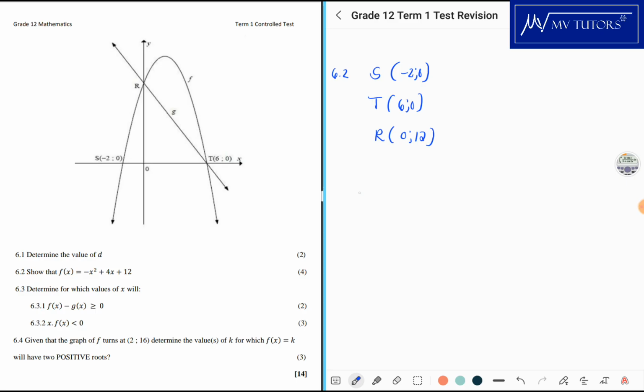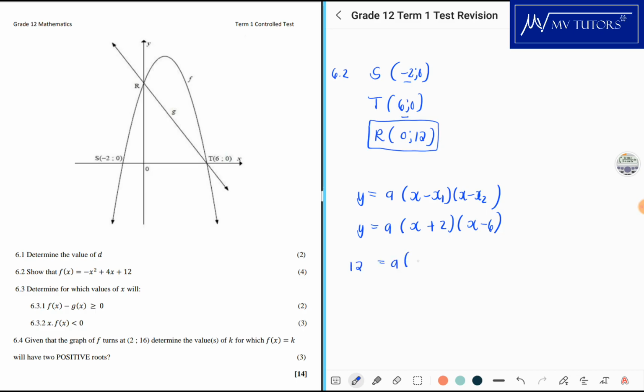All right, so basically you're going to use this equation. Y is equal to A, and you have x minus x1, then x minus x2. In the place of x1 and x2, you're simply going to put your x-intercepts. All right, so you have minus minus 2, which is plus 2, and you have x minus 6. While we're at it, we're going to then substitute our y-intercept. All right, so in the place of y, we have 12. And in the place of x, we're going to put 0.